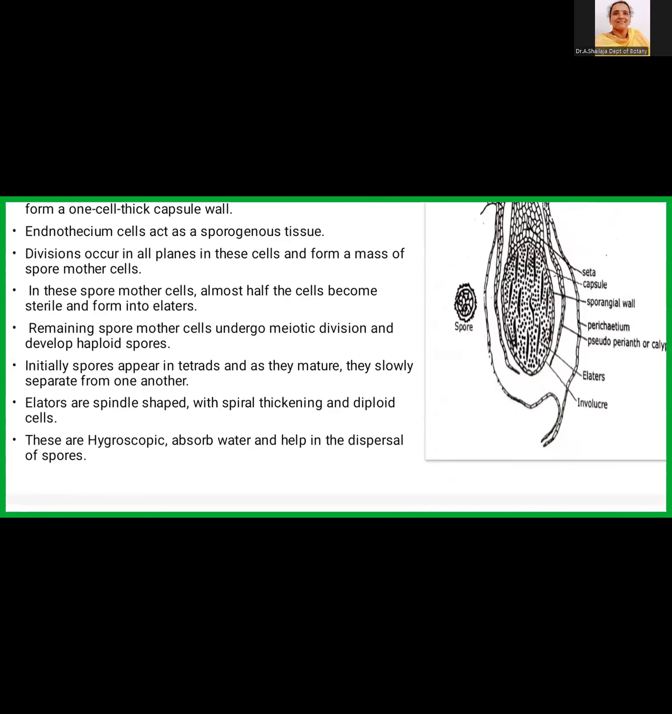Elaters are very important. These are with spiral thickenings and diploid cells. Okay, elaters are spindle shaped structures with spiral thickening and diploid cells. These are hygroscopic in nature. What is the work of elaters? They absorb the water and help in dispersing the spores. This is very important. Elaters, okay, in Marchantia we are observing elaters.